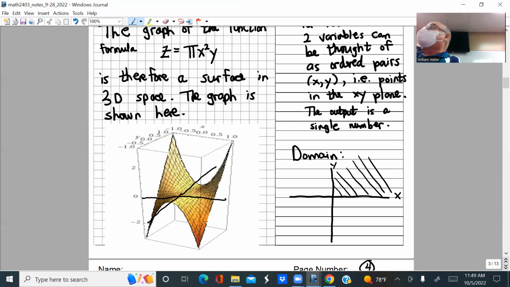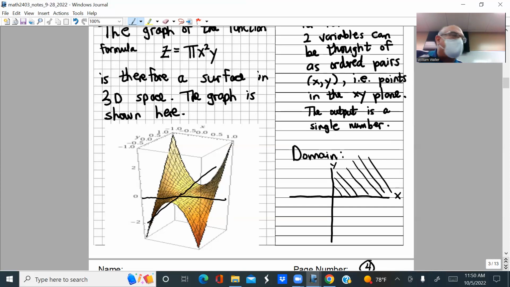The range is the set of all y values you get when you input every possible x value into the function, okay? So for functions of one variable, the domain is a set along the x-axis. For functions of two variables, however, the domain will be a region because it's a set of points in the xy plane, okay?